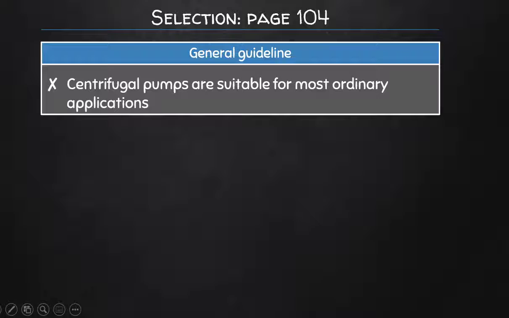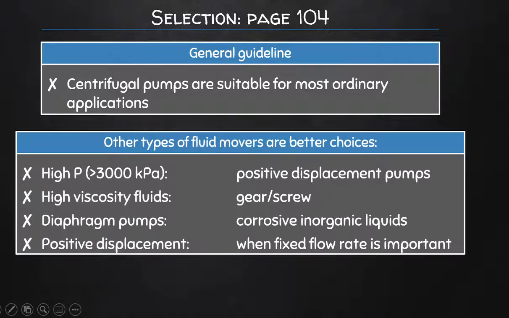Now, as a general guideline, your go-to pumps are going to be centrifugal pumps. These are the most suitable for most of your applications. They get very good flow rates out, and they deliver acceptable pressures for any type of process. It is for particular processes that you will start looking at other types of pumps.